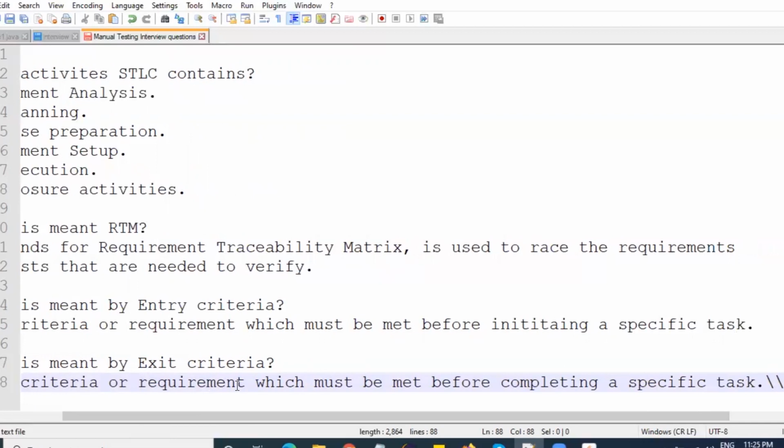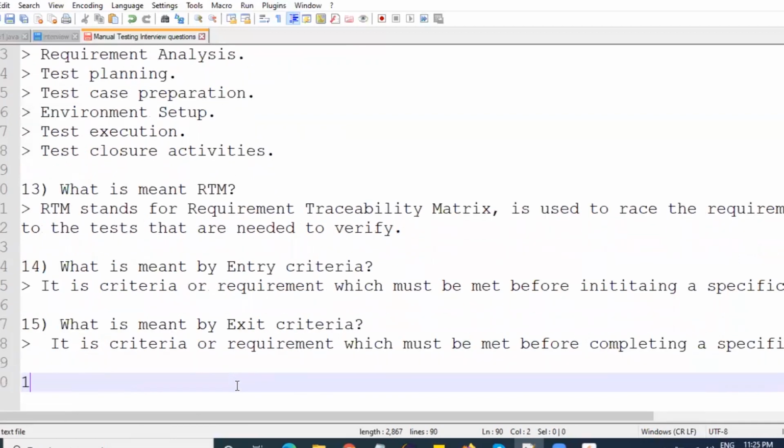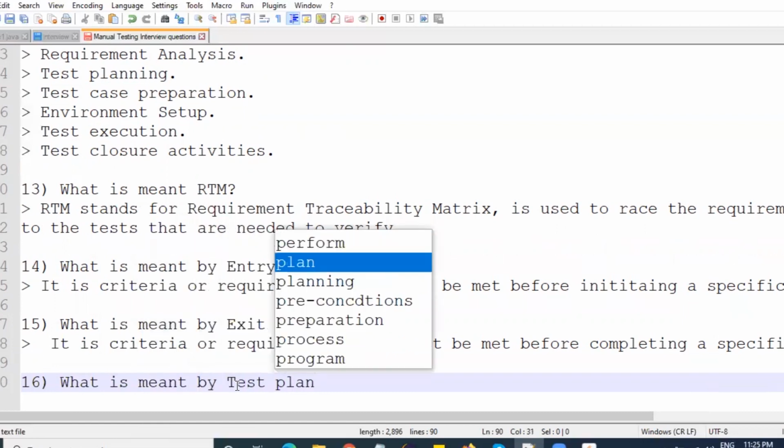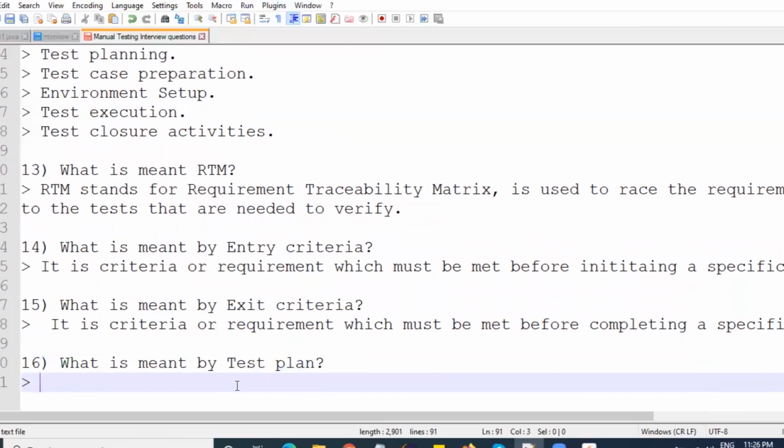Okay. The next question, the 16th question, is: what is meant by test plan? It's a very good question and very important from an interview point of view. Test plan is nothing but the planning activities. It is a document that describes the project related activities, which means how many people we require for the project, how much time it will take, what scopes we need to consider, what approach we have taken, and what focus we have. All those things will be included in this test plan.